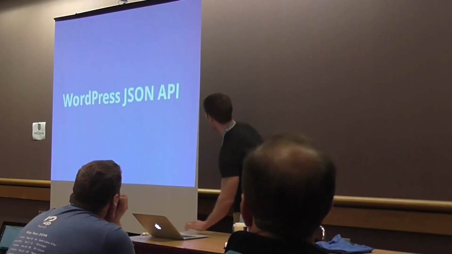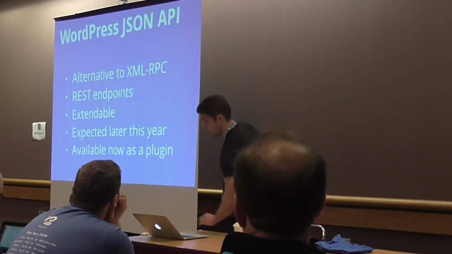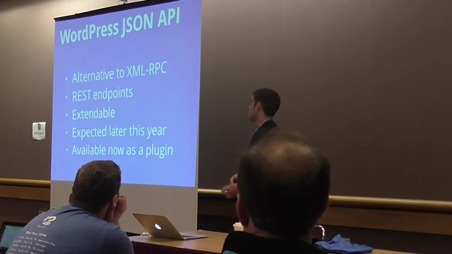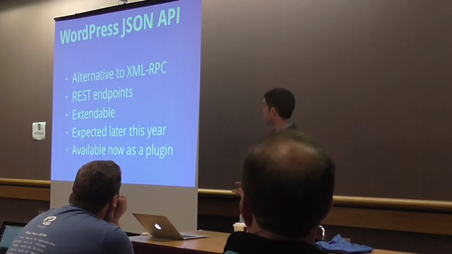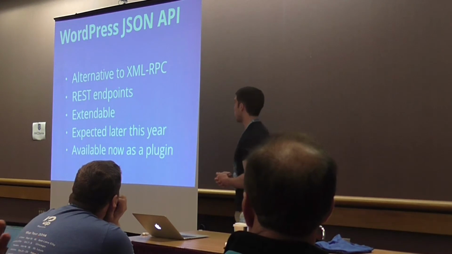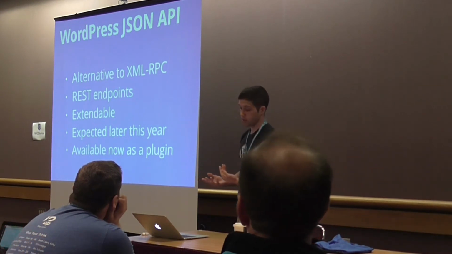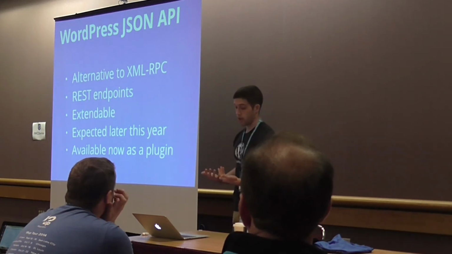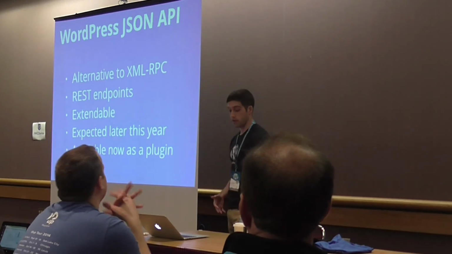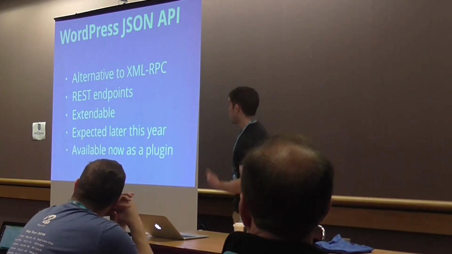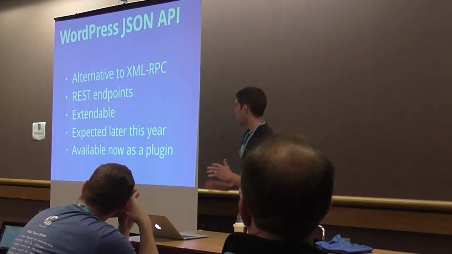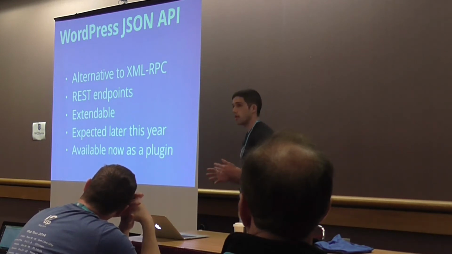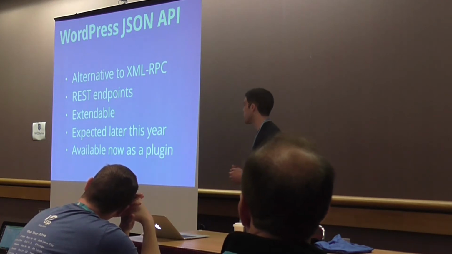So finally, WordPress JSON API. This is intended to be an alternative and potentially maybe replacement for the existing XML RPC API. It's modeled after those RESTful principles that I explained earlier. It's built to be extendable, so plugins can create their own endpoints that are namespaced to prevent naming collisions. It's expected to be later this year. There's not a set version that they're saying that it's going to be available for. It'll be ready when it's ready, essentially.